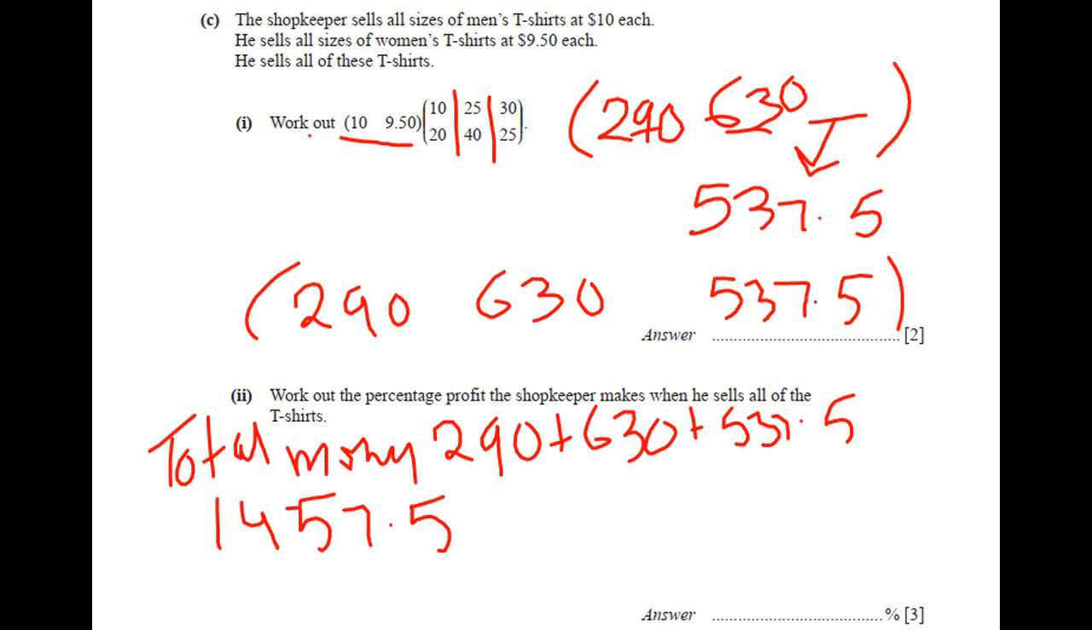For that, the formula is profit over original value into 100. So what is the profit? Profit will be this value minus 980, which we get from the previous part. The original price of the shirt is 980. How do we get that? By adding 440 and 540 from the answer of B1.